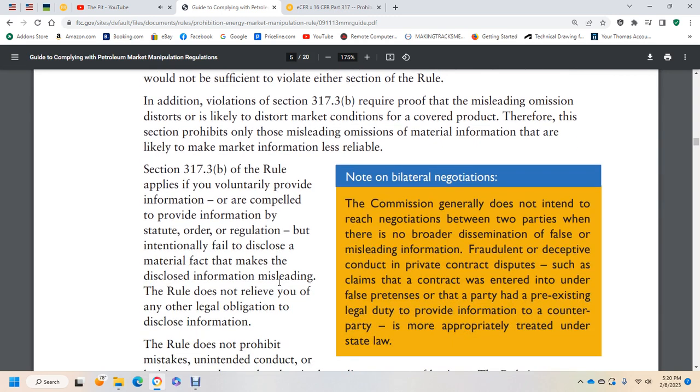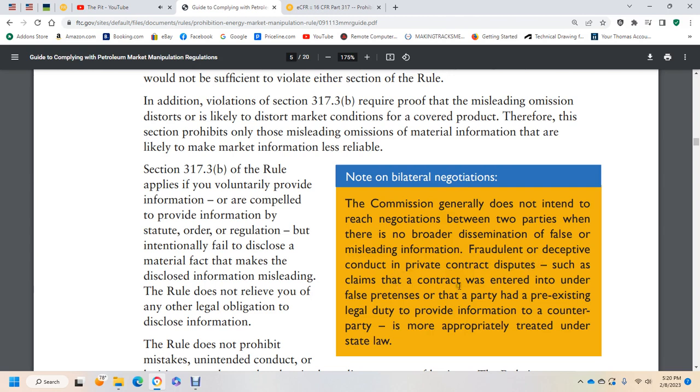Alright, section 317.3b of the rule applies to voluntarily provided information and to information compelled by statute, order or regulation, where you intentionally fail to disclose a material fact and the disclosed information is misleading. The rule does not relieve you of any other legal obligation to disclose information. Note, on bilateral negotiation, the Commission generally does not intend to reach negotiations between two parties when there is no broader dissemination of the false or misleading information.